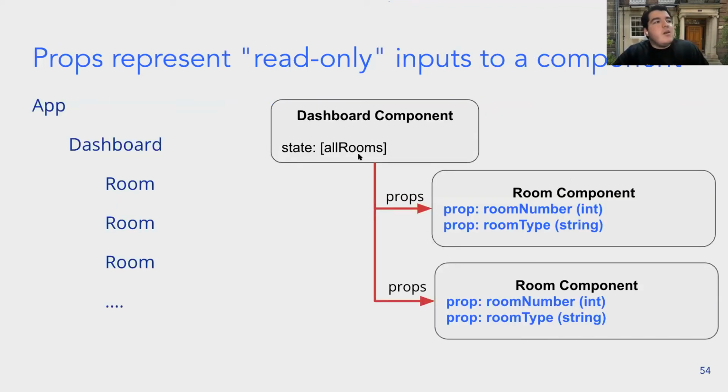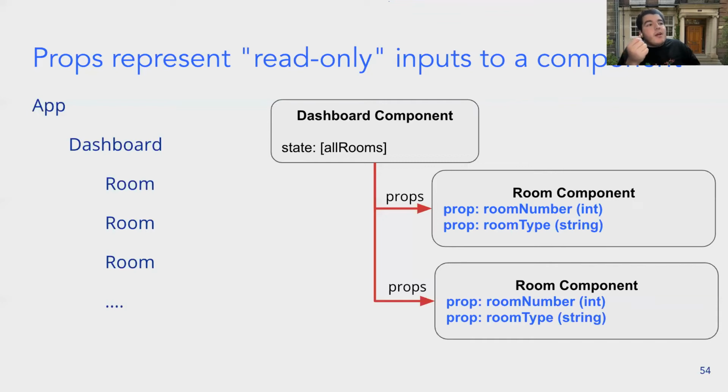So here's what the component tree looks like. The dashboard component will have a list of all the rooms, and for each item in our list, it'll create a room component and pass in props to each one. So it'll pass in a room number prop, which is an integer, and a room type prop, which is a string. So that's the structure of room components. Right now we're only talking about passing information downwards.